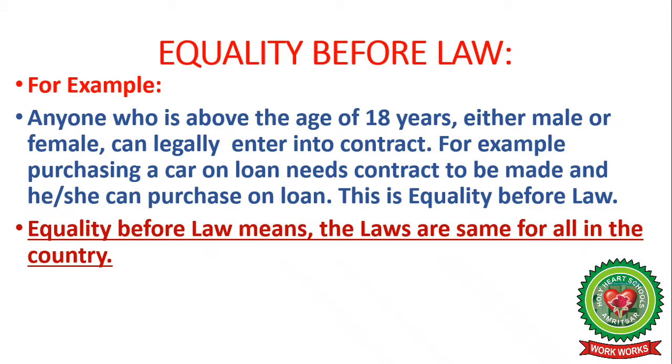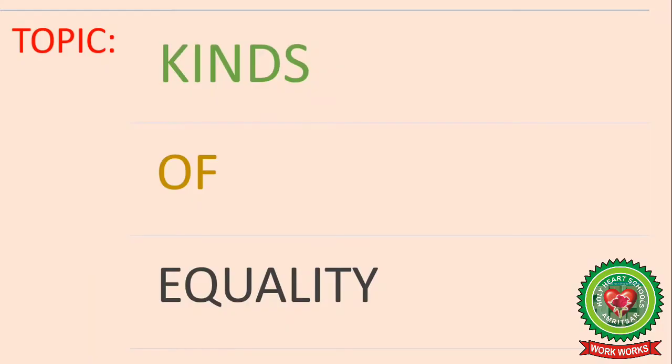So what is equality before law? Equality before law means the laws are the same for all in the country. Like in India, all the laws are the same: the civil law, the criminal law. If any crime is done, the courts don't see whether the criminal is male or female; the punishment is to be given. The laws are the same. So that's called equality before law.